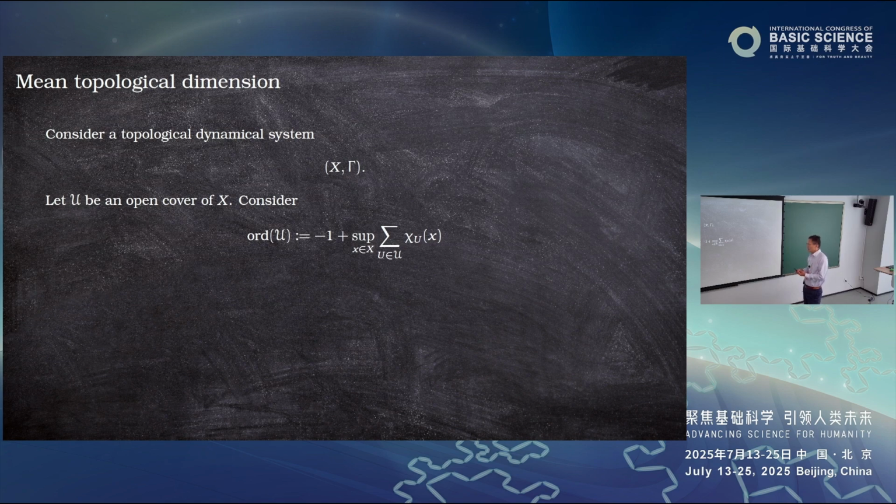For each point x, you just look at the number of the open sets above x. So the number of layers above x. You let x change, you look at the supremum. So you look at the maximal number of layers. Then subtract 1, we want to normalize it. If it's a single layer, then it should correspond to 0. So the order should be 0. And in general, if you have an open cover, then sometimes there is some redundancy.